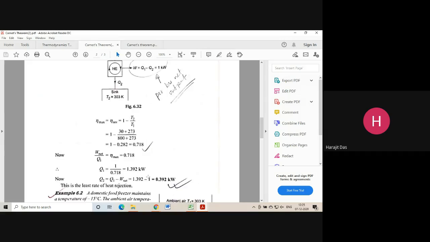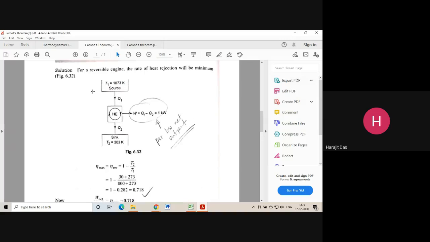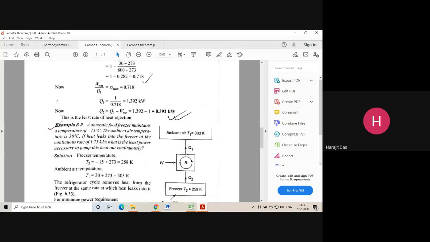So this way you need to find out all the things whatever you are asked to find. You may be asked to find Q1, Q2, T2 or T1, or efficiency or work done, whatever it is, but the game is on the basis of this diagram. That is why you need to know how to draw this kind of diagram. Understood? Now we will be taking another example.